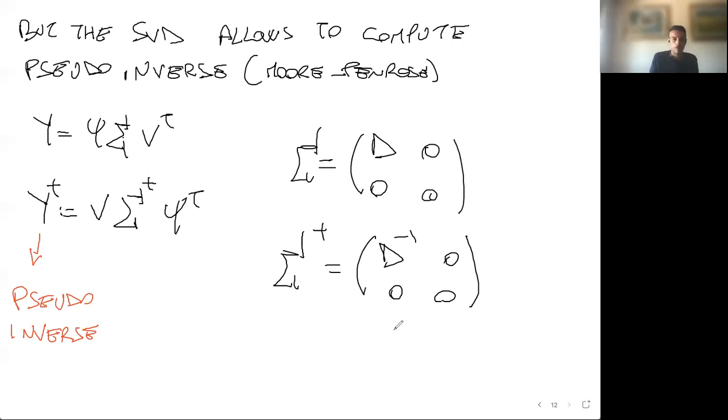All right. I think this is a good point to stop here. Next lecture, we will see some more properties about the singular value decomposition and how the singular value decomposition can be used in model order reduction.